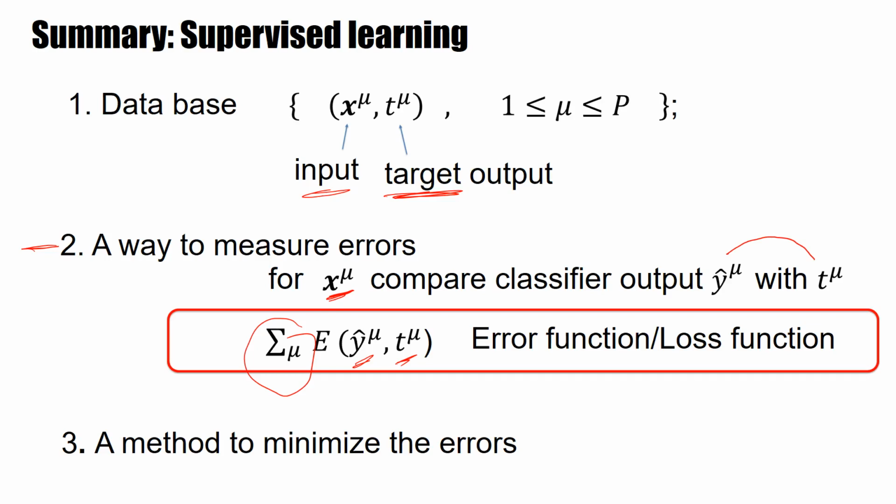And then we need a method to minimize the errors, and to do that we would adapt the parameters of the neural network. And the first method is shown in the next video.